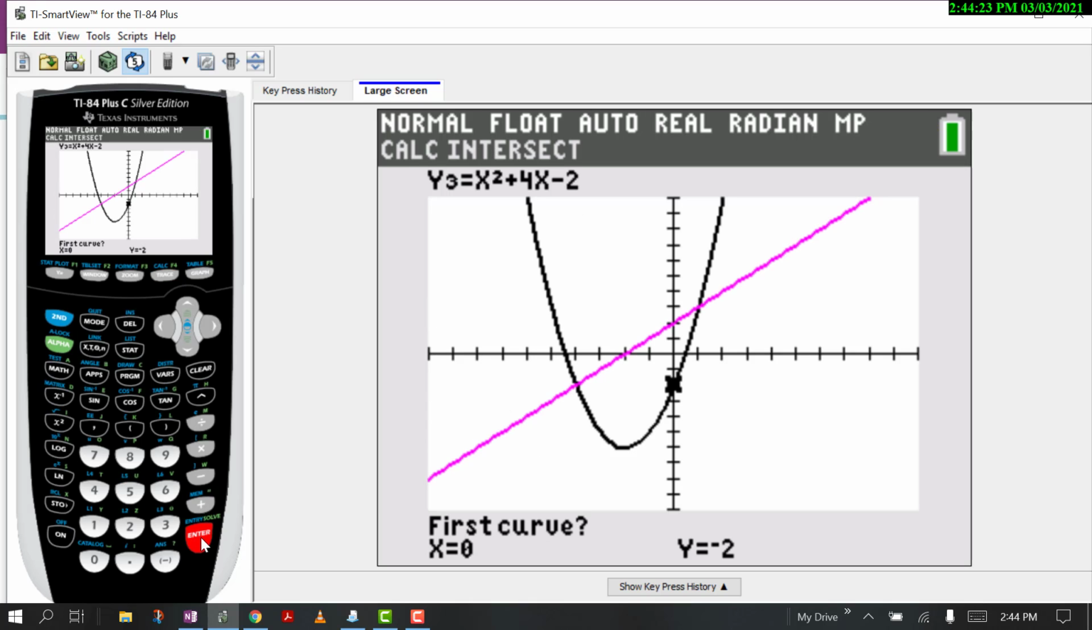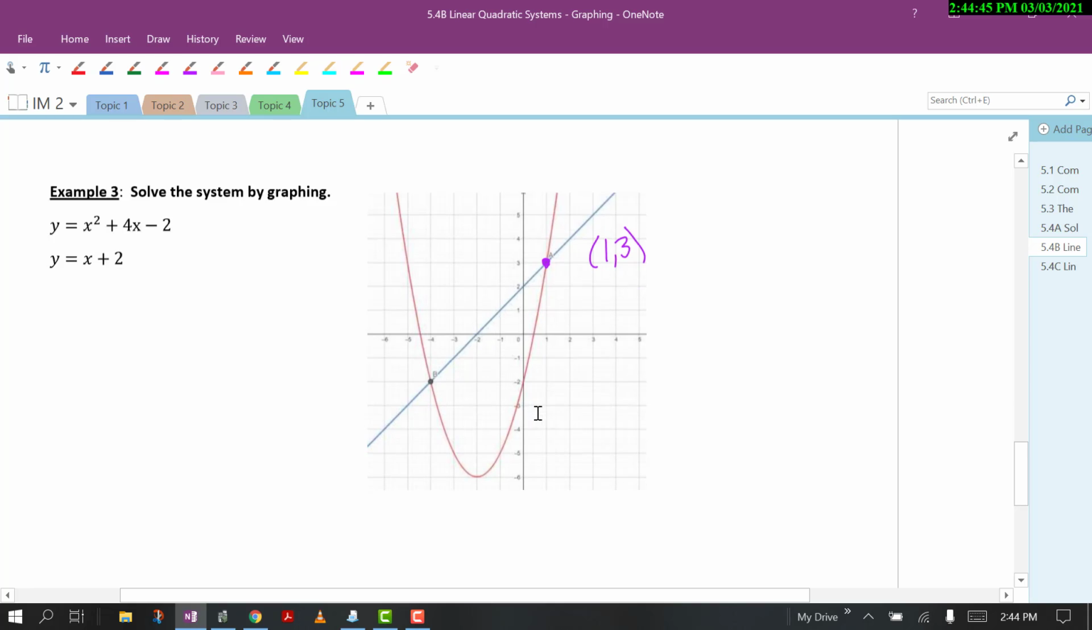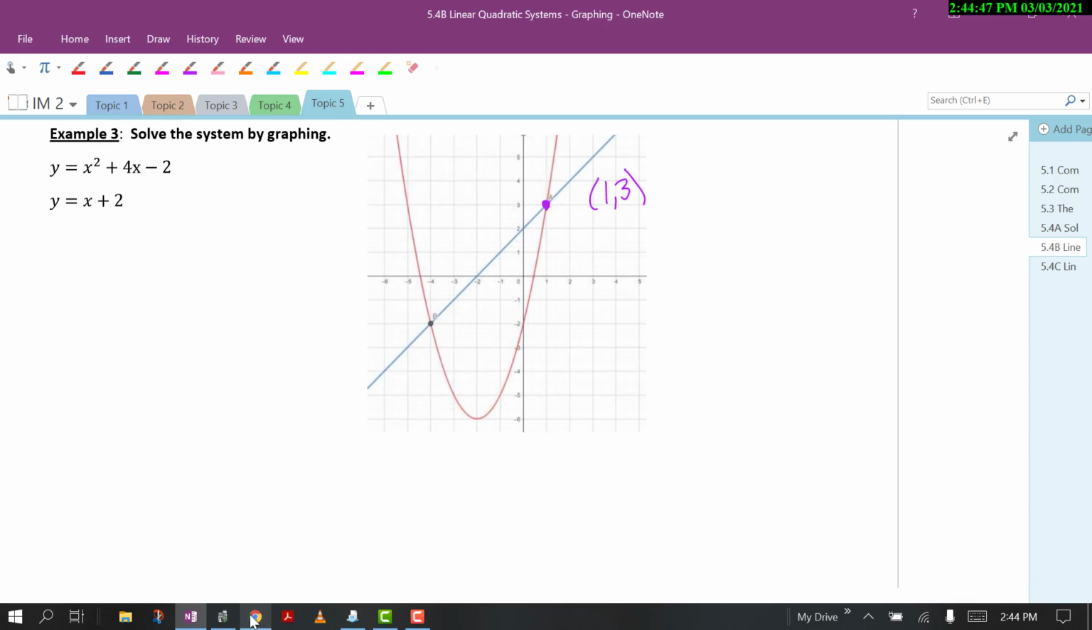So we want 5 intersection. First curve, the black parabola. Second curve, the pink line. And, well, there's somewhere right here. So we don't need to take a guess yet. We could just hit enter. And since it was right there, we got it. So 1, 3. And, of course, if we look at it, that is 1, 3. Not rocket science. Find our other one.